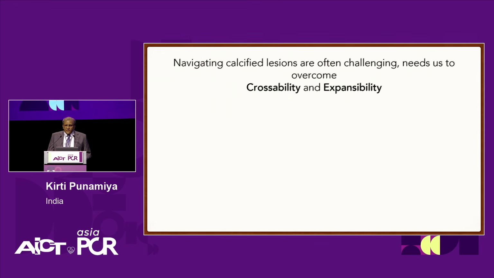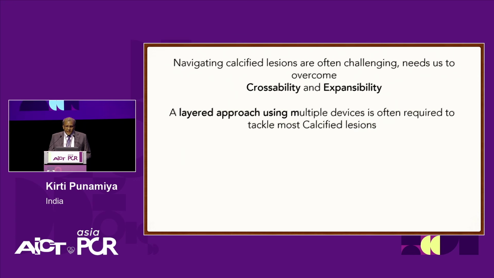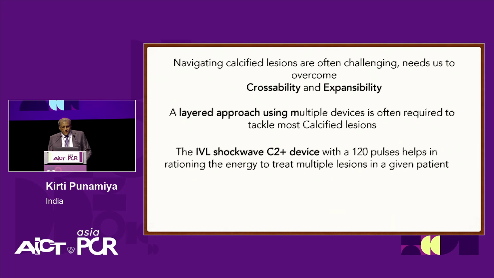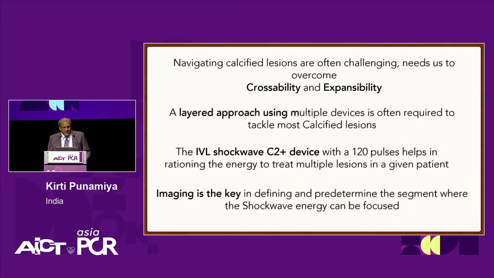Navigating calcified lesions is often challenging, and needs us to overcome two basic issues in calcium. A layered approach using multiple devices is often required to tackle most calcified lesions. The IVL Shockwave C2 device with 120 pulses has been rather helpful, because in previous times we've had to move to 2 balloons, which is rather expensive, and rationing the energy to treat multiple lesions in a given patient is possible. Imaging is the key in defining and predetermining the segment where the shockwave energy can then be focused, so that you use these expensive tools rationally.